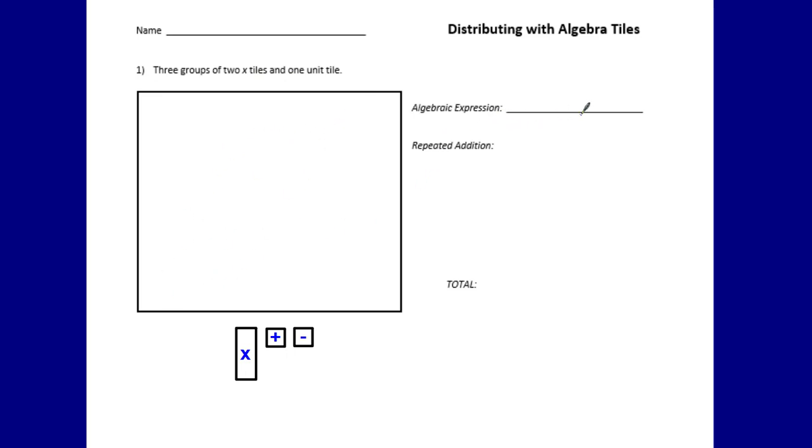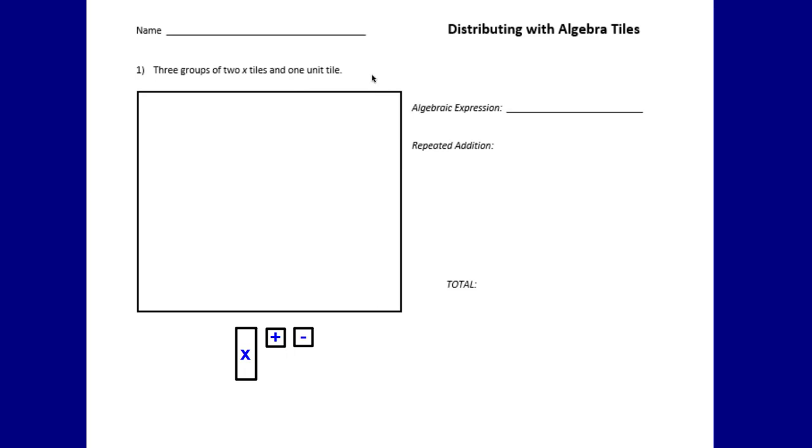Then you can actually write the algebraic expression. And if you'll recall, multiplication is really repeated addition. So we can take that expression and simplify it by using repeated addition. So let's go ahead and get started.